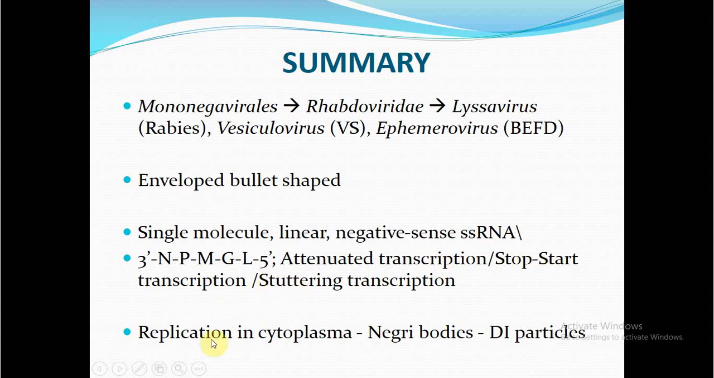And at the last, replication of this virus takes place in the cytoplasm, and it produces the Negri body, which is a characteristic of rabies virus, and sometimes it also produces DI particles. So this is all about the general aspects of Rhabdoviridae.